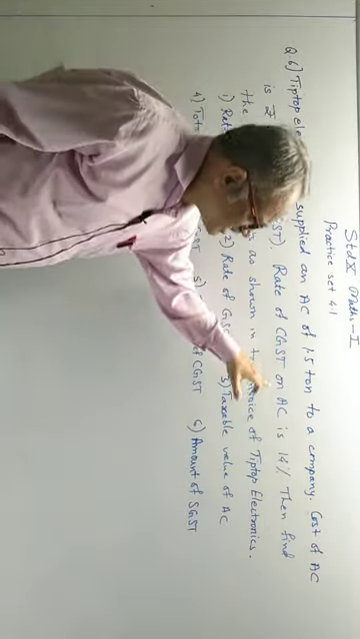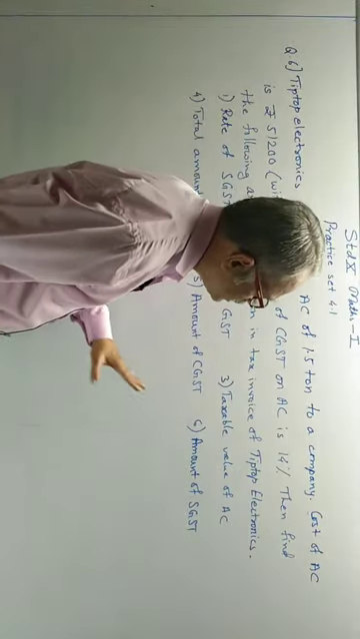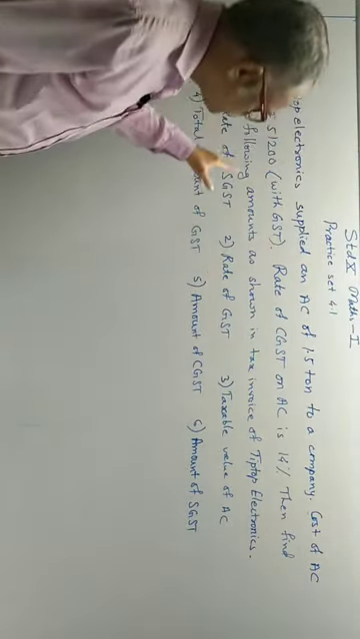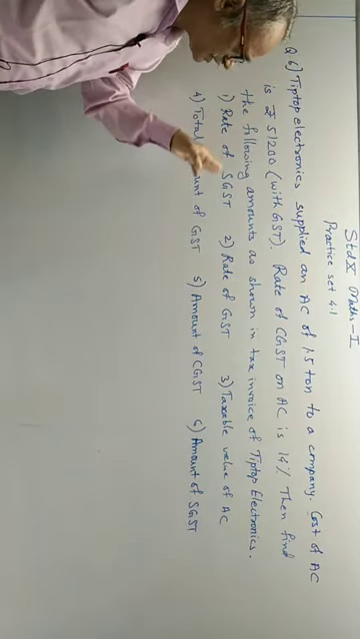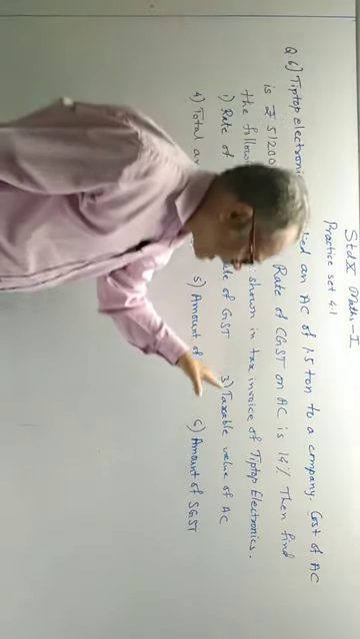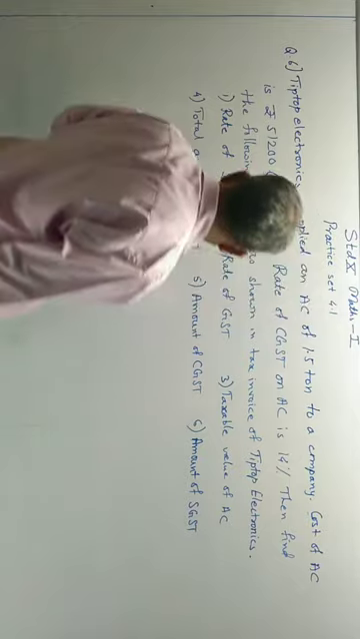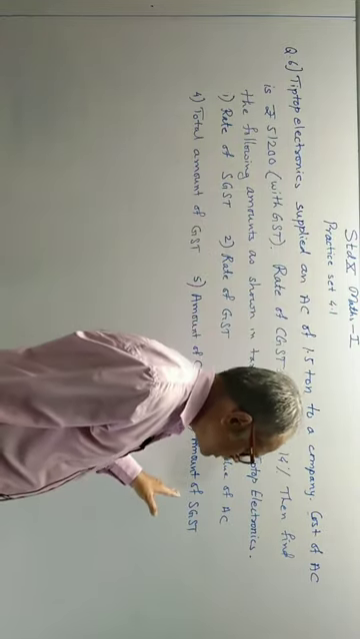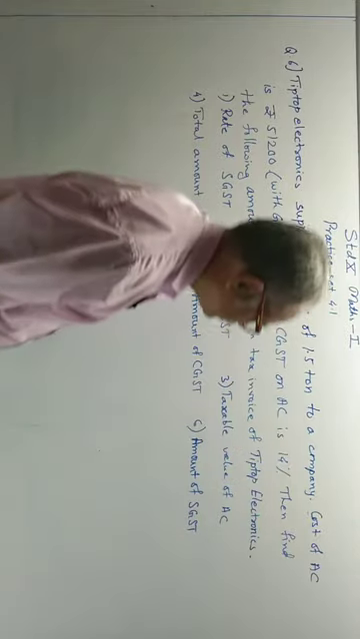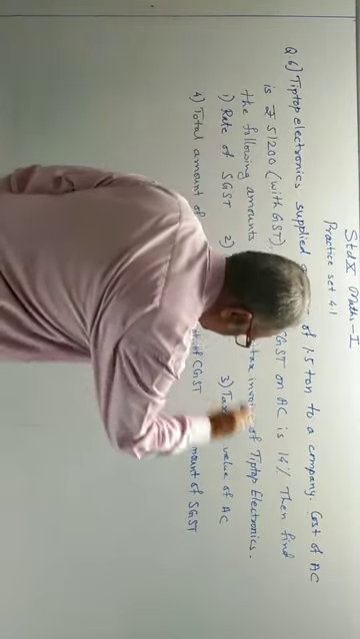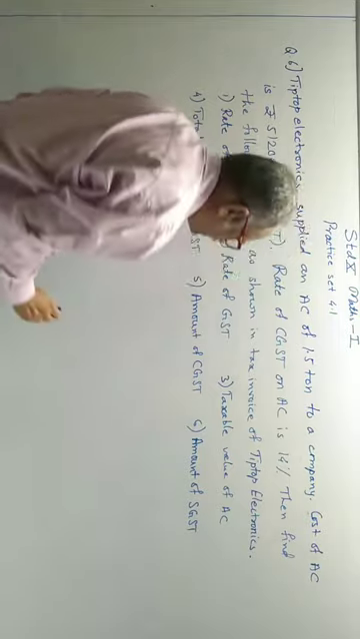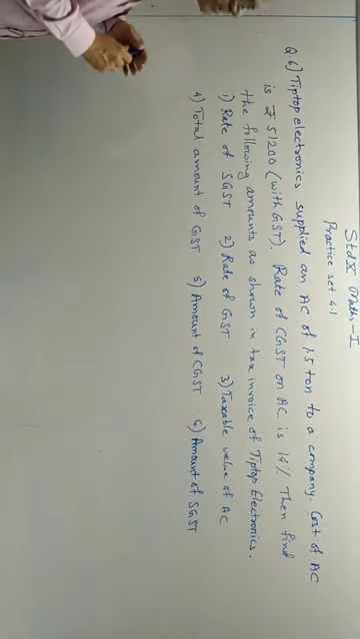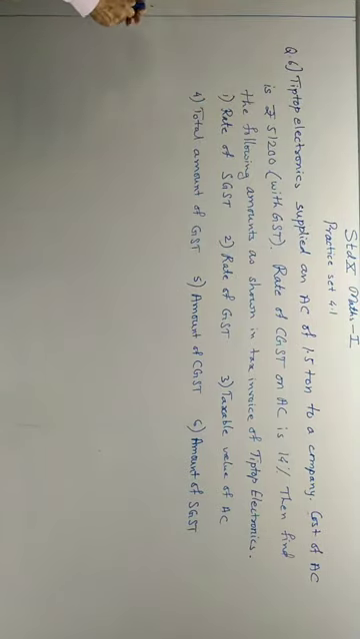Rate of CGST is 14%. Find the following: rate of SGST, rate of GST, taxable value of AC, total amount of GST, then amount of CGST, amount of SGST, all are related with each other. Only to find taxable value of AC, it takes little time. All other are simple question. So I will start the answer.